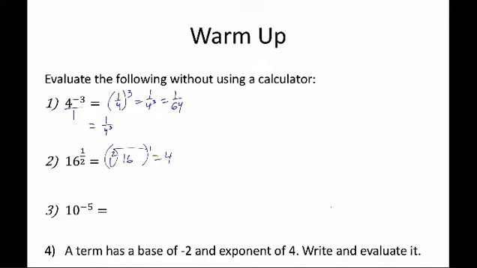10 to the negative fifth, same as what we had in number 1. It's going to be 1 over 10 to the positive 5, which gives us 1 over 100,000.